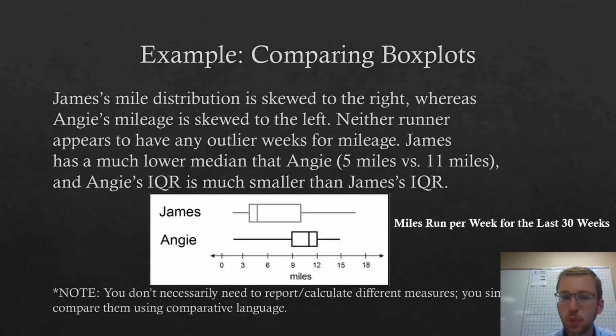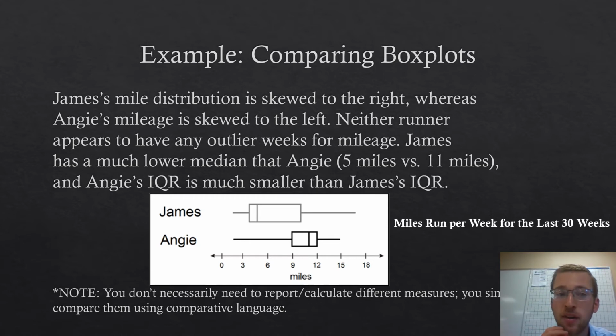In this example, we have James and Angie, and our title is kind of off to the right here. It says miles run per week for the last 30 weeks. So what they did for each of these people, they logged how many miles they ran each week for the past 30 weeks, and the data is displayed here. So again, if we're talking about comparing distributions, we see some differences here between James and Angie. Obviously, they're not the same plot, so now we have to decide what's the same, what's different about them, and then put them into context.